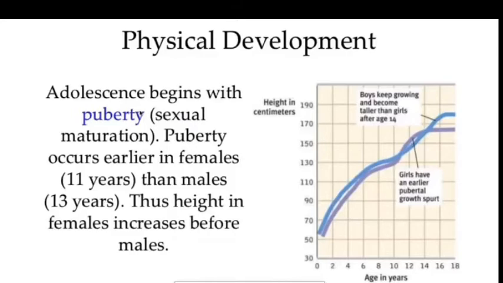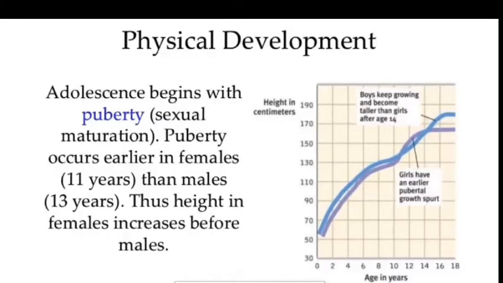Ang pagkakaiba po kasi ng adolescence and ng puberty is that adolescence is the age. Okay, so adolescence is the transition age. Adolescence begins with puberty. Yung puberty mo ay sexual maturation lamang. Pero yung adolescence, those are the ages of your physical development.